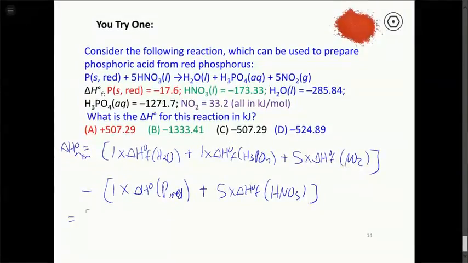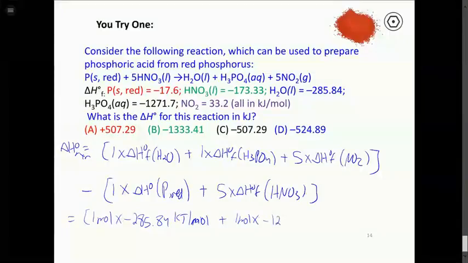So we get the delta H of formation for liquid water is minus 285.84. We add to that the 1 times the delta H of formation of phosphoric acid, which is given to us as minus 1271.7. And then the last product is NO2. We have 5 moles of NO2. Delta H of formation for NO2 is plus 33.2.